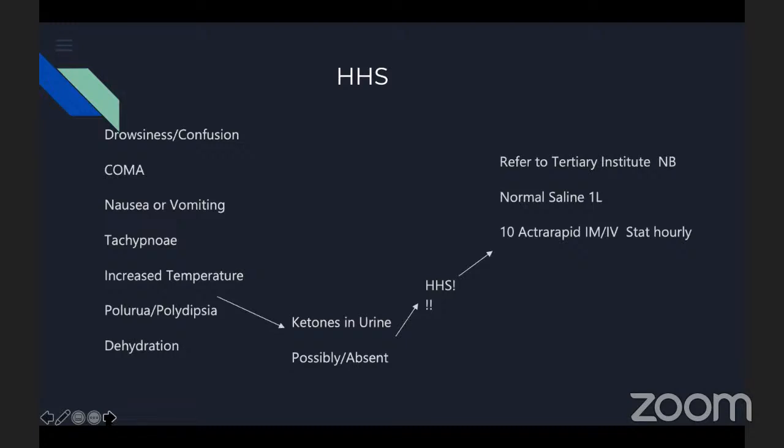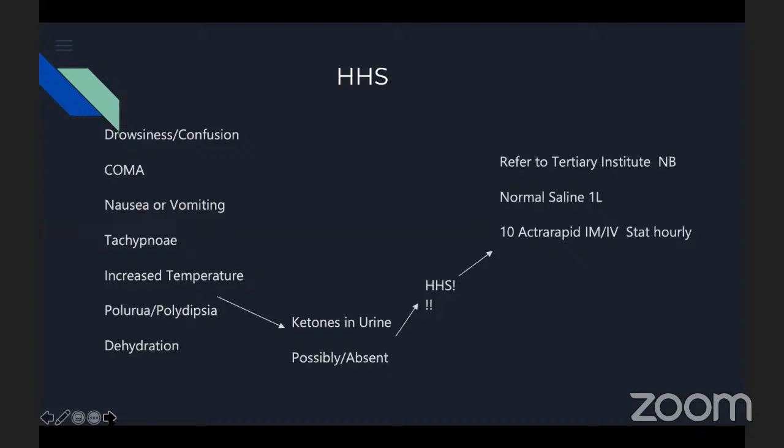This is with patients who have HHS. So this is usually middle-aged to elderly patients who have high mortality rates. And it's often precipitated by an infection or something else like a myocardial infarction or a stroke. So they present quite similarly to DKA. They can also present with coma, but they also often have severe dehydration. In these patients, they've got marked hyperglycemia.